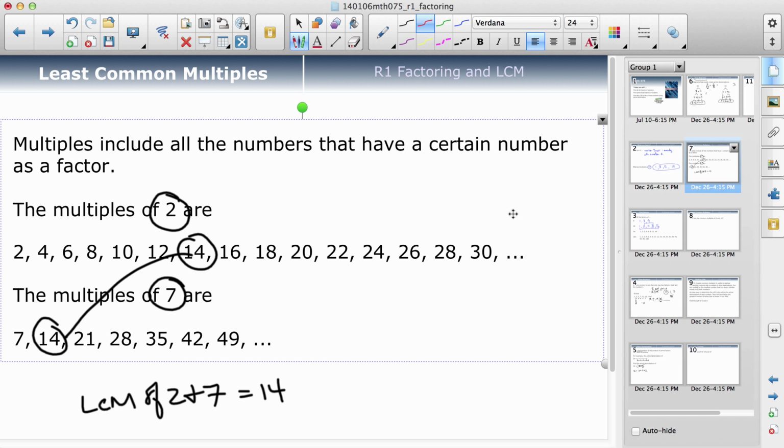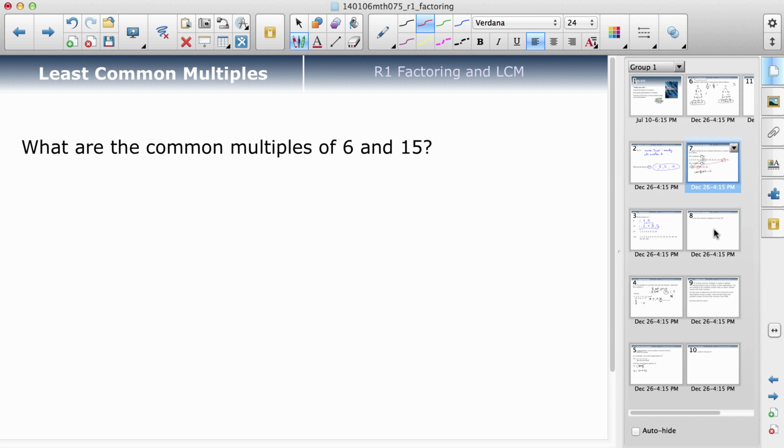Notice that I also have up here 28 and 28. That's another multiple, but it's not the smallest one. Turns out when you're using fractions, you could use that one, but it's easier if you use the smallest one, which would be 14 in this case.